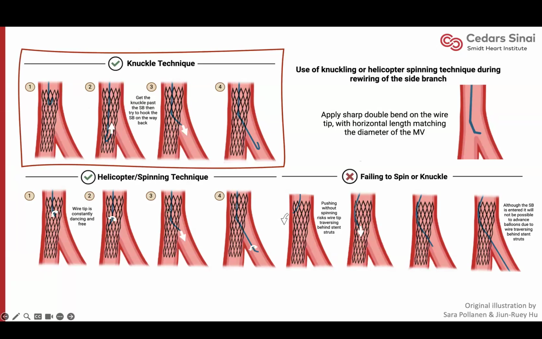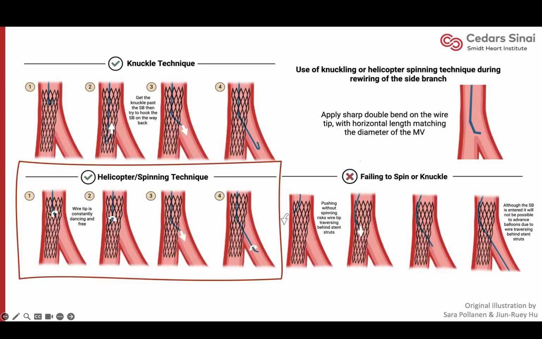In the helicopter spinning technique, constantly apply rotational force on the wire, alternating clockwise and counterclockwise, such that the tip of the wire is perpetually dancing. The dancing tip avoids inadvertently pushing the wire behind a stent strut. When the wire tip is almost at the level of the carina, switch from spinning to linearly directing the tip towards the side branch, then advance the wire through the stent strut.